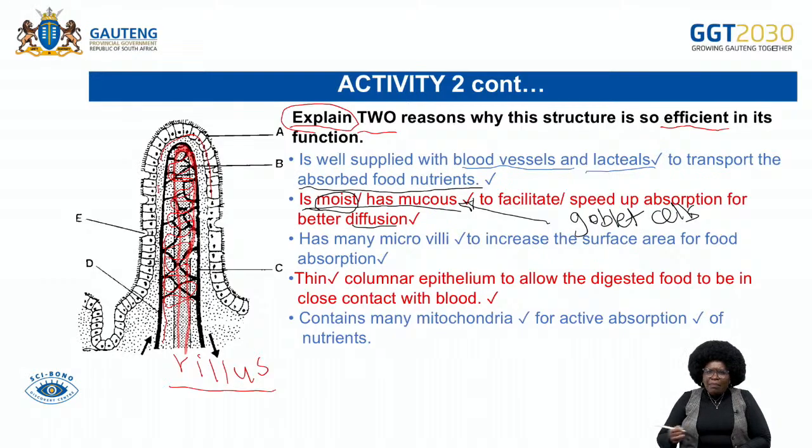Somebody is asking me, Madam, is it necessary for us to mention that it has got goblet cells? Yes, you can mention that. It is fine. That shows us that you know your work well.